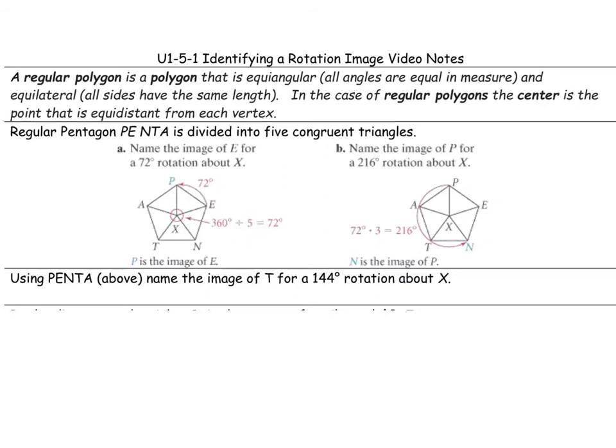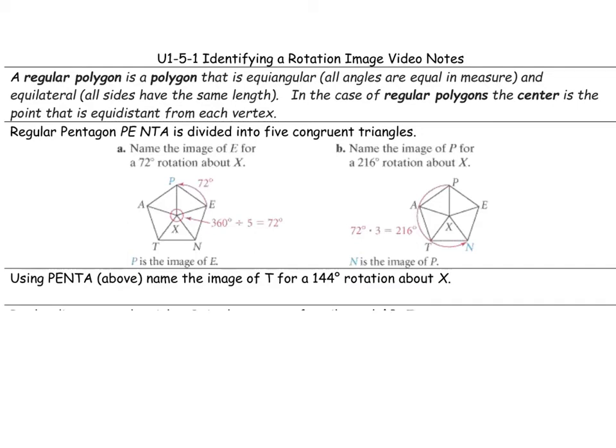A regular polygon is a polygon that is equiangular, meaning all angles are equal in measure, and it's also equilateral, meaning all sides have the same length. In the case of a regular polygon, the center is the point that is equidistant from each vertex. So our vertices on this pentagon are right here. Here's our center, and the distance from the center to each vertex is equidistant.